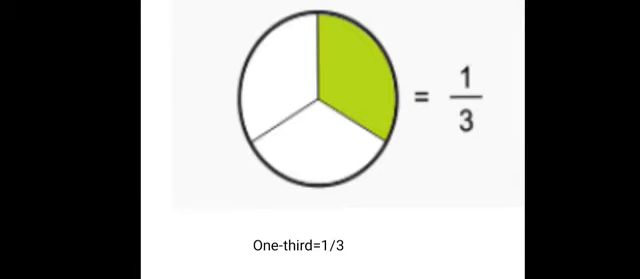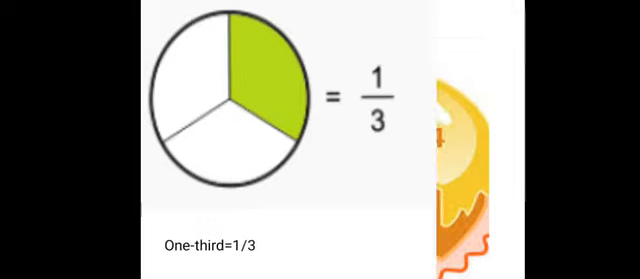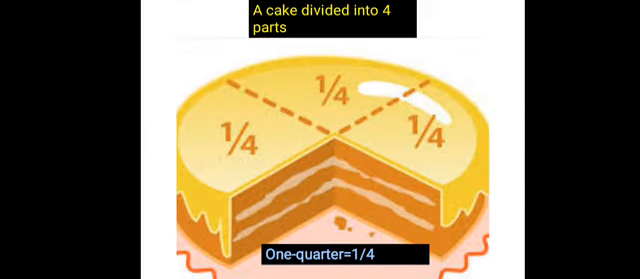Looking at this, a whole is being divided into 3 equal parts. One part is known as 1/3. That is 1/3 as a fraction. Looking at a cake divided into 4 parts, one part taken out of the cake is known as 1/4. That's 1/4 as a fraction.